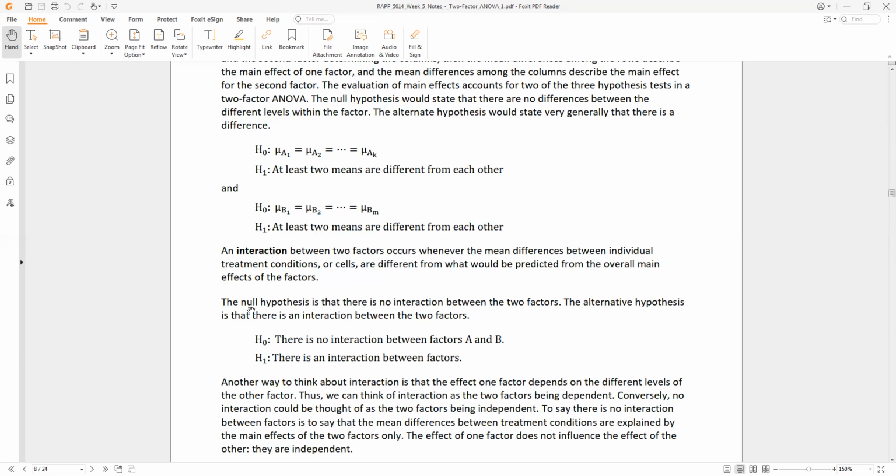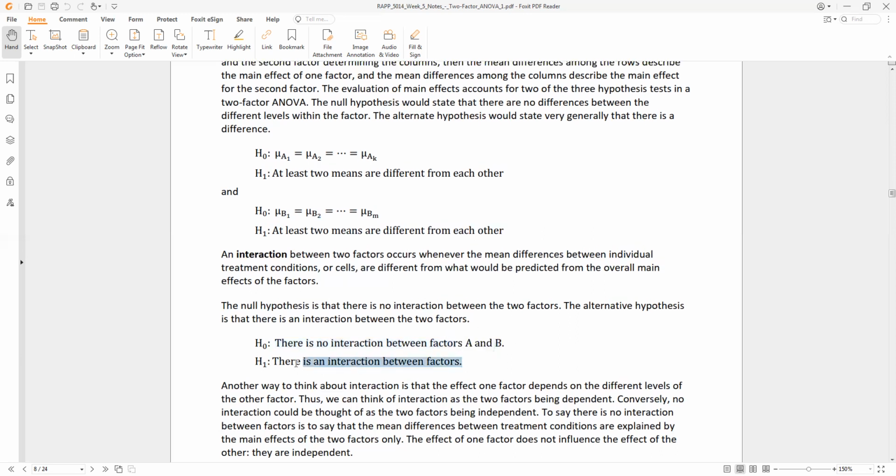Okay, and then the interaction test says there's no interaction is the null, and there is an interaction is the alternative. And we don't write this in terms of mean 1 equals mean 2 or anything. We just write there is an interaction versus there's no interaction. And the null hypothesis is always that there is none. That's what makes it the null hypothesis. The null hypothesis says there's nothing to see here.